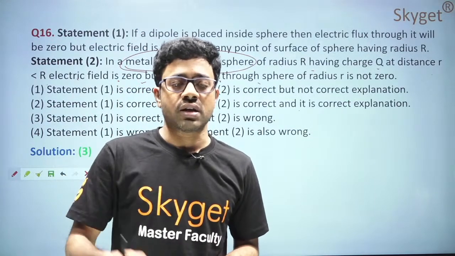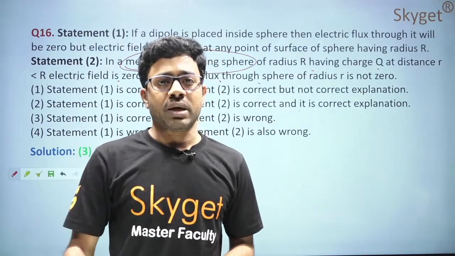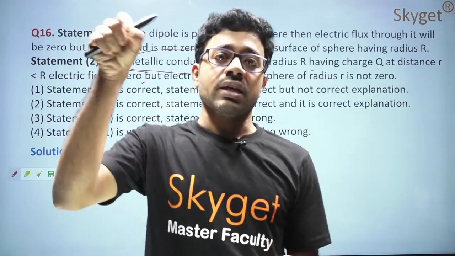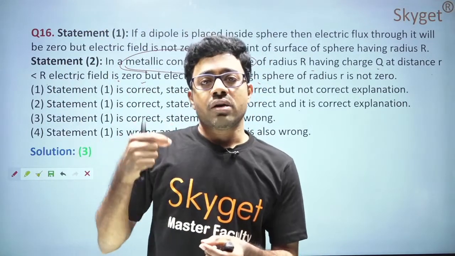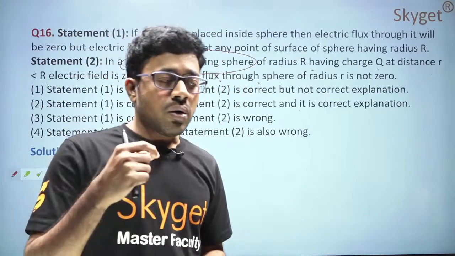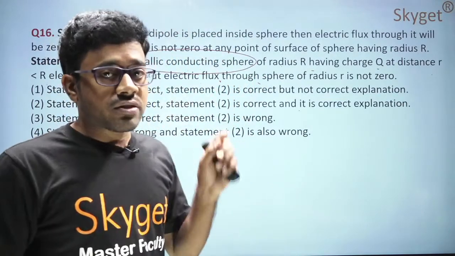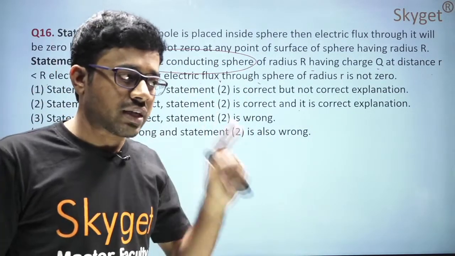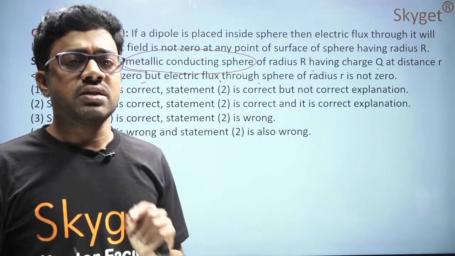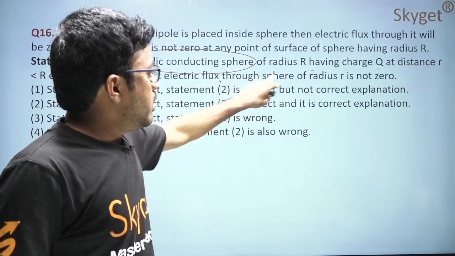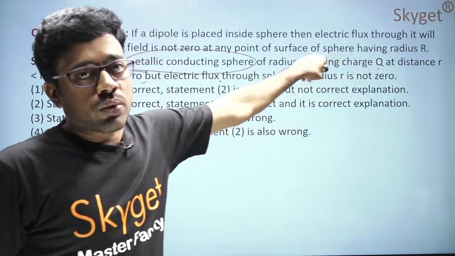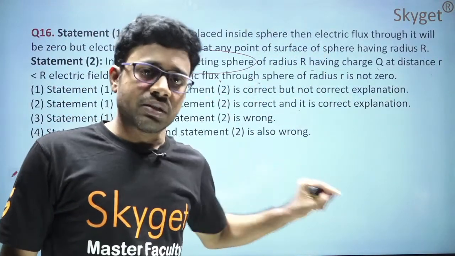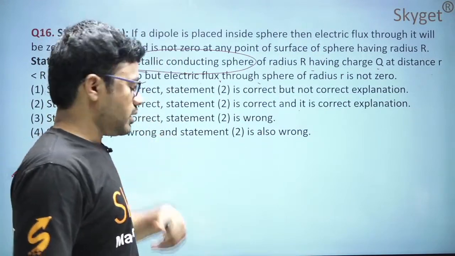As you know from Gauss law, the flux passing through the given surface is equal to the charge enclosed, that is the charge inside the sphere, divided by epsilon naught. Here, when it is conducting, the charge is present only on the surface, not inside. So the flux passing through the sphere is 0, but he says it is not 0. So statement 2 is wrong and incorrect. Only statement 1 is correct and statement 2 is incorrect. So that is option 3 here.